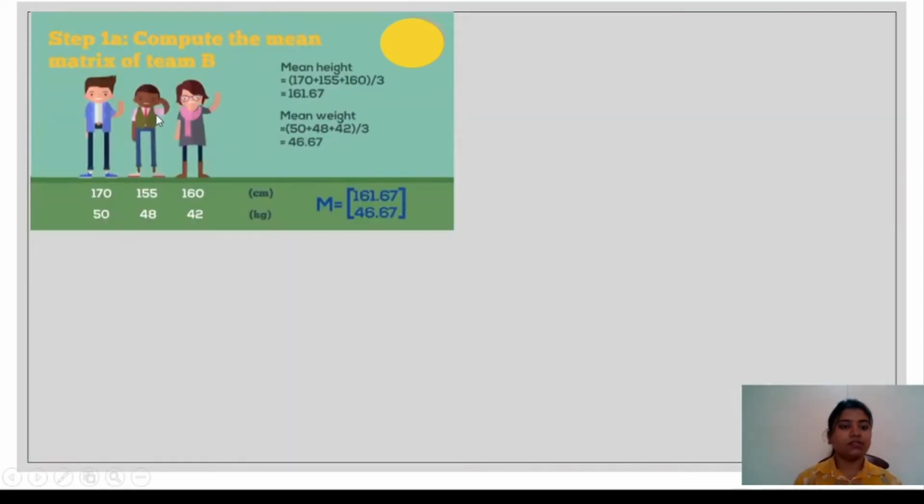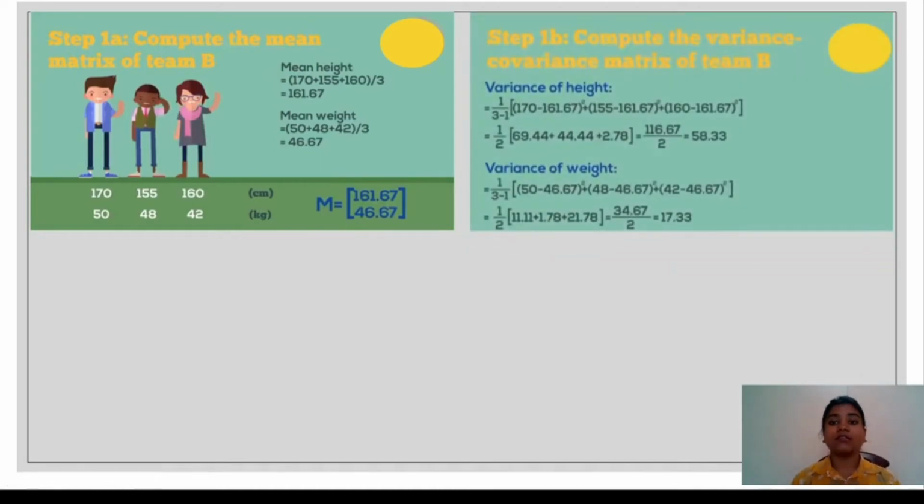So here we have our team B with their heights and weights. We will calculate mean height and we get the value as 161.67 and mean weight as 46.67, and then we get our mean matrix for team B, that is 161.67 and 46.67. Now what will we calculate? We will calculate the variance of height and variance of weight for team B.